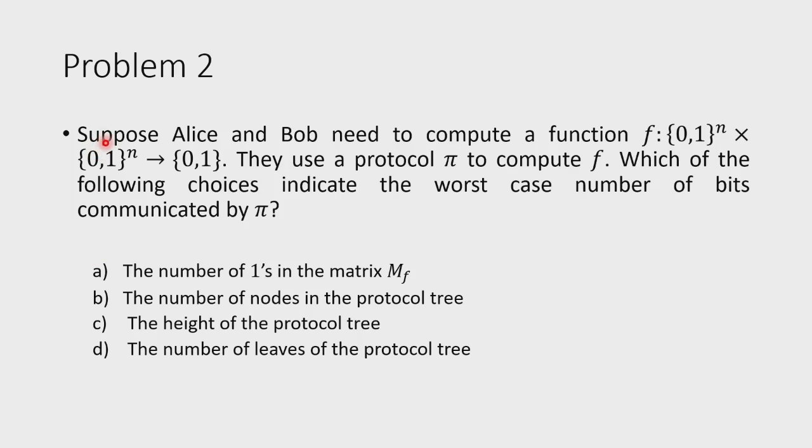So the second problem is: suppose Alice and Bob need to compute a function f from {0,1}^n × {0,1}^n to {0,1}. They use the protocol pi to compute f. Which of the following choices indicates the worst-case number of bits communicated by pi? The number of ones in the matrix M_f, the number of nodes in the protocol tree, the height of the protocol tree, or the number of leaves of the protocol tree. What's the answer to this problem? Height of the protocol tree.